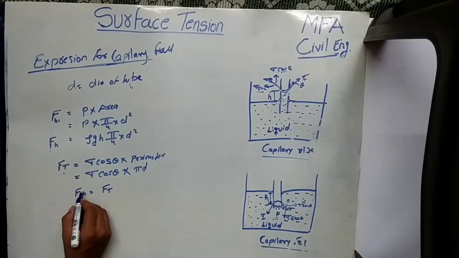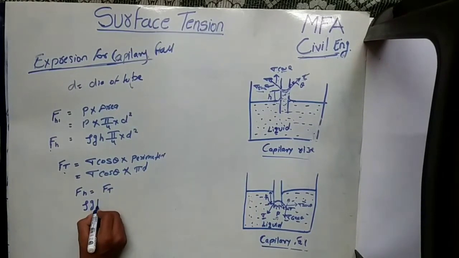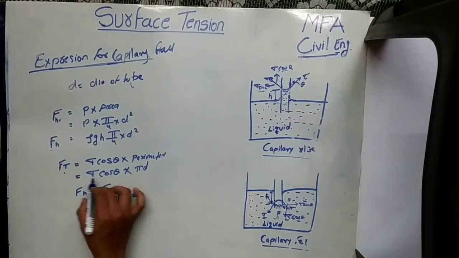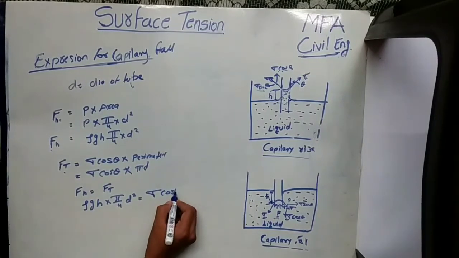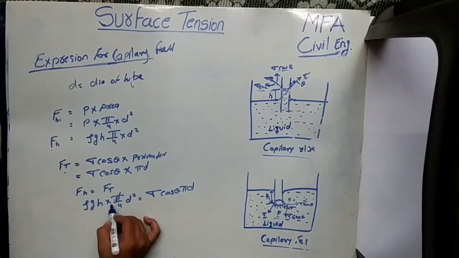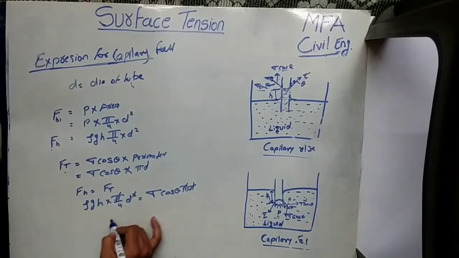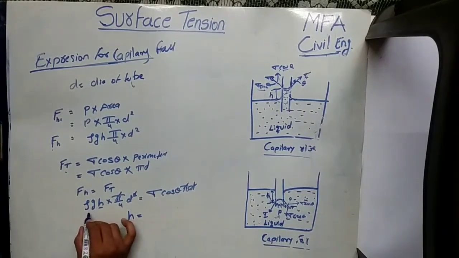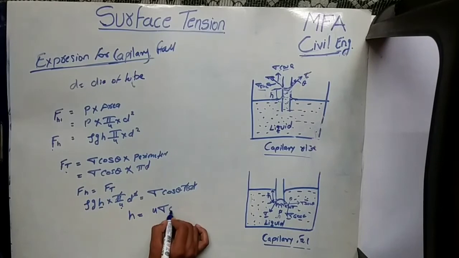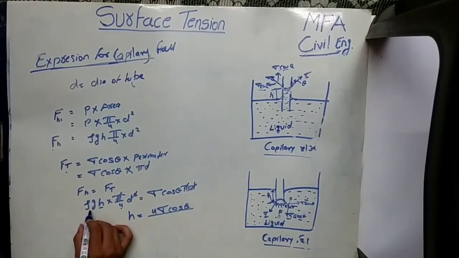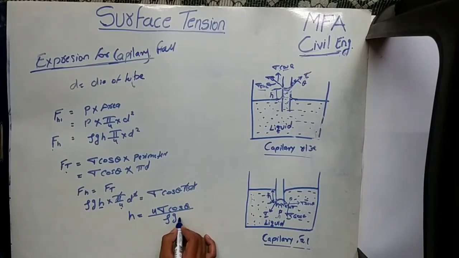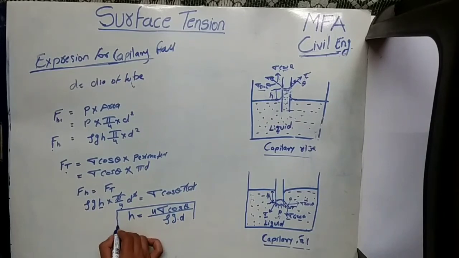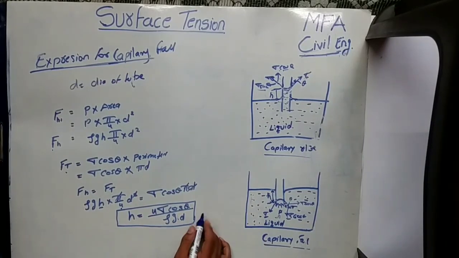Now equating both the values, rho g h into pi by 4 into diameter square, the hydrostatic force, is equal to the surface tension force, sigma cos of theta into pi into diameter. Pi gets cancelled, diameter and the square get cancelled. Since we have to find the height of the capillary fall, height is equal to, here 4 gets multiplied, 4 into sigma cos of theta divided by rho into g into diameter. This is the expression for the capillary fall in a tube when the tube is held vertically in the liquid.